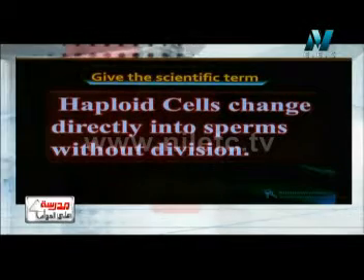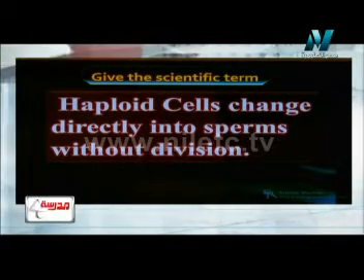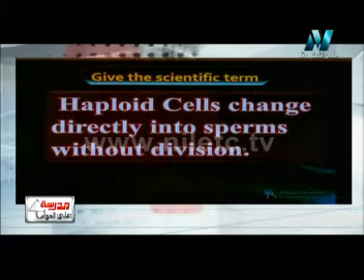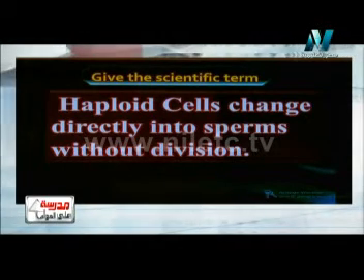The next, haploid cells change directly into sperms without division. The haploid cells which change into sperms are the spermatids. That is called the metamorphosis. So the spermatogenesis passes through 4 stages.